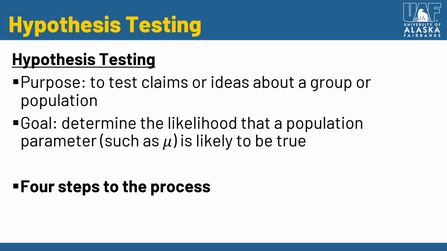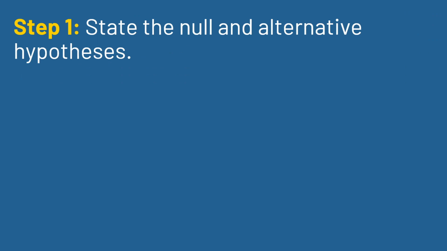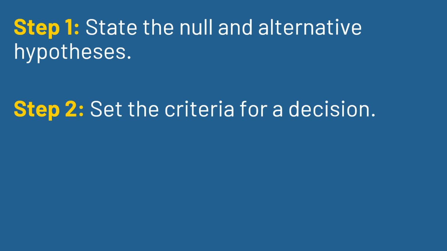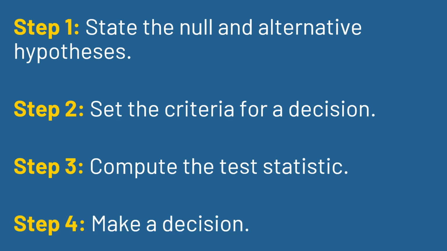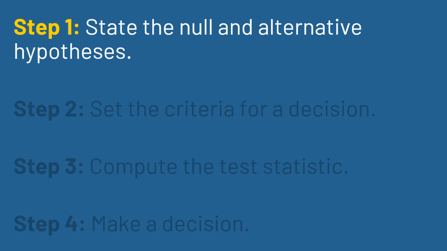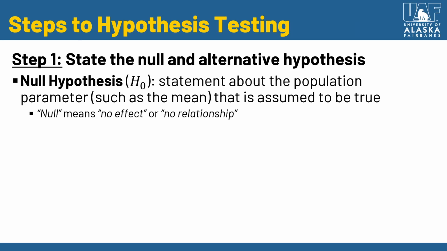And so there are different ways we'll do that, but generally speaking, 4 steps to each of those processes. The first step is stating the null and alternative hypotheses. Second is setting a criteria for a decision, or technically a criterion. The third step is computing the test statistic, right? It could be a Z, a T, an F, whatever it may be. And then the fourth is making a decision. We'll walk through each of these, starting with step 1.